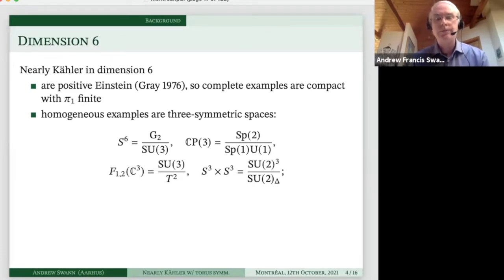But then there's the flag manifold SU3 over T2. And finally, there's the product of 3 two-spheres, which we can regard as a 3-symmetric space. You take 3 copies of SU2 and divide out by a diagonal SU2 subgroup. So the 3-symmetric property is very clear there. It's just given by permuting the 3 factors. So that's a nice concrete list.